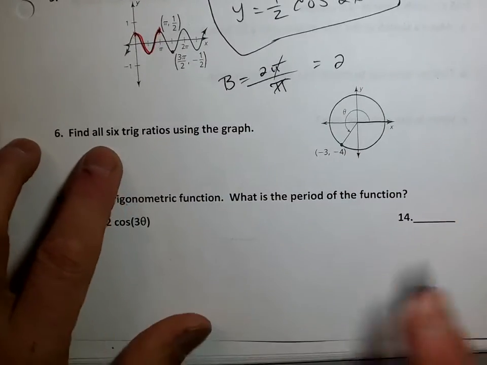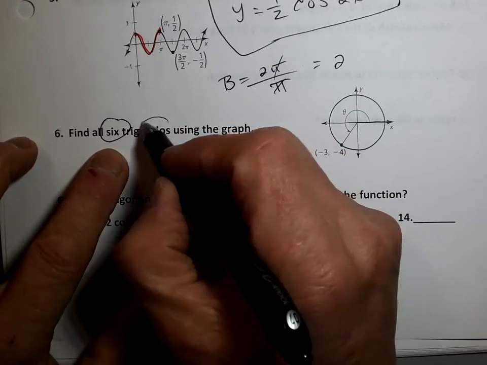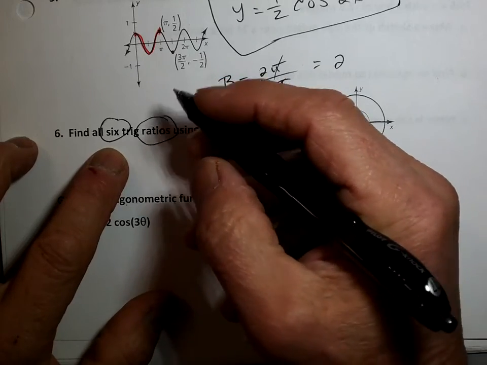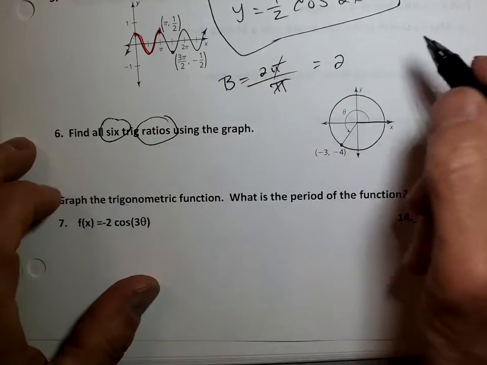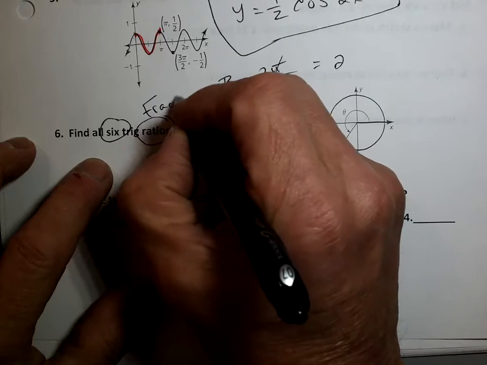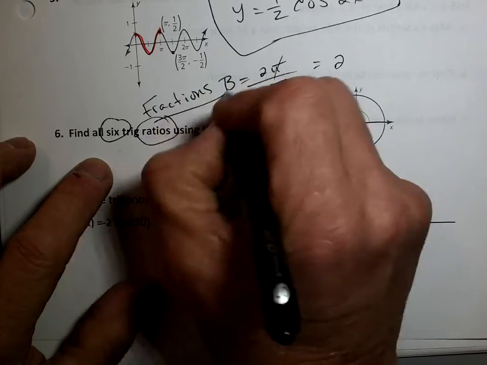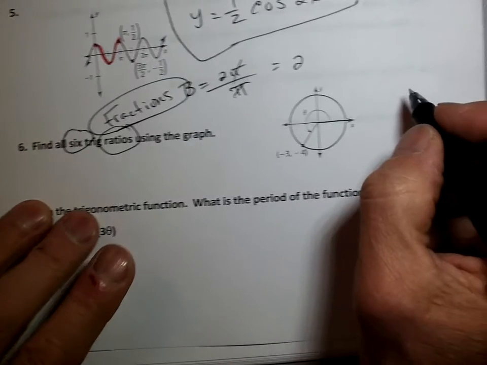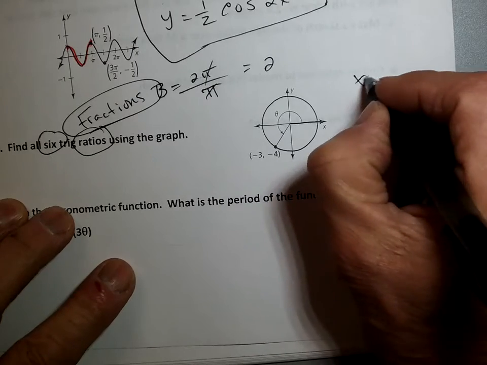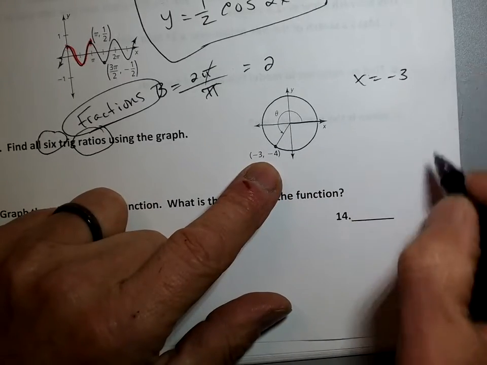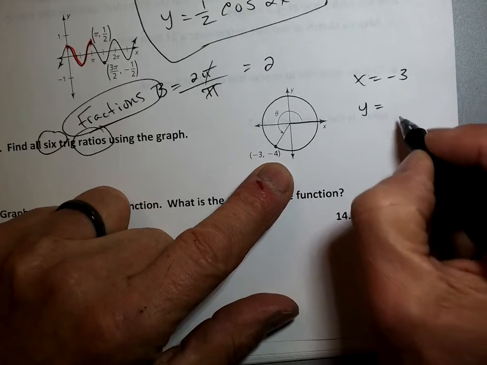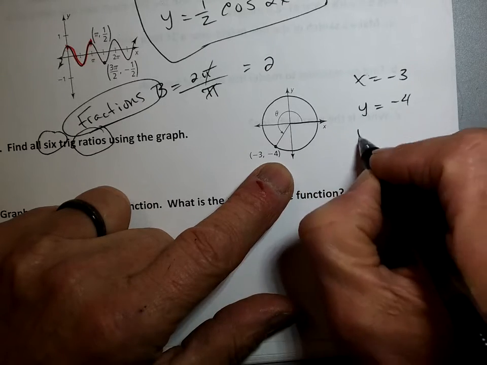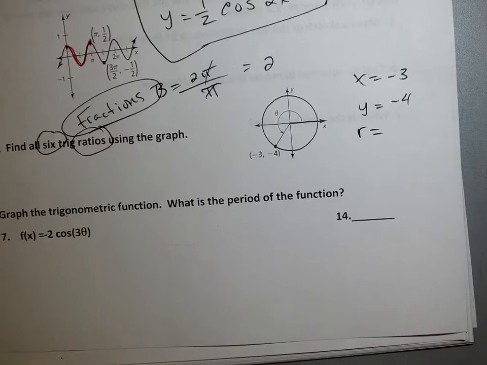Find all six trig ratios. Now, ratios are fractions. So my answers have to be fractions. Okay. Now, I know this. In this example, the x value, it's a point, is -3. The y value is -4, but I don't know the radius, right? But I can find the radius by the Pythagorean theorem.